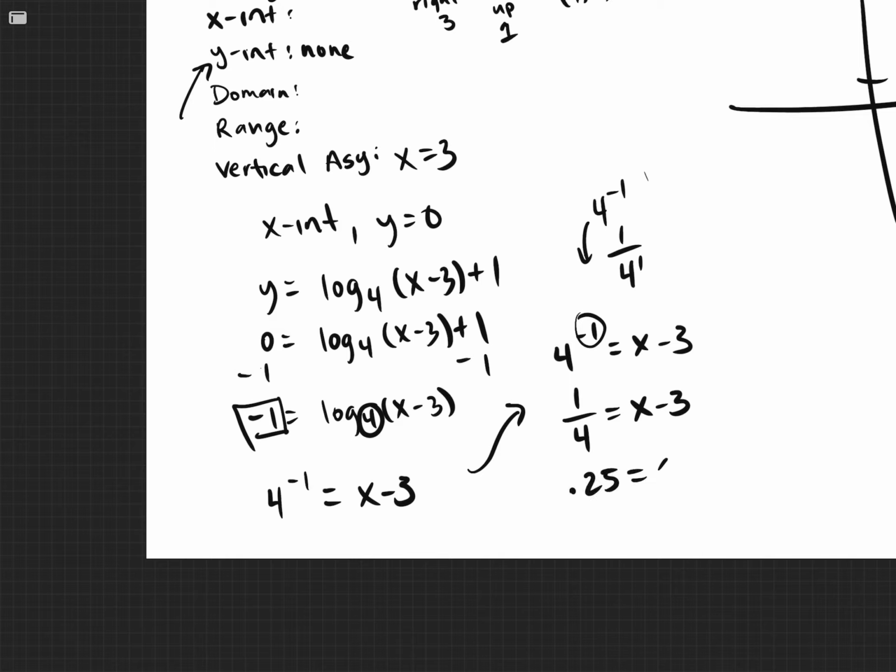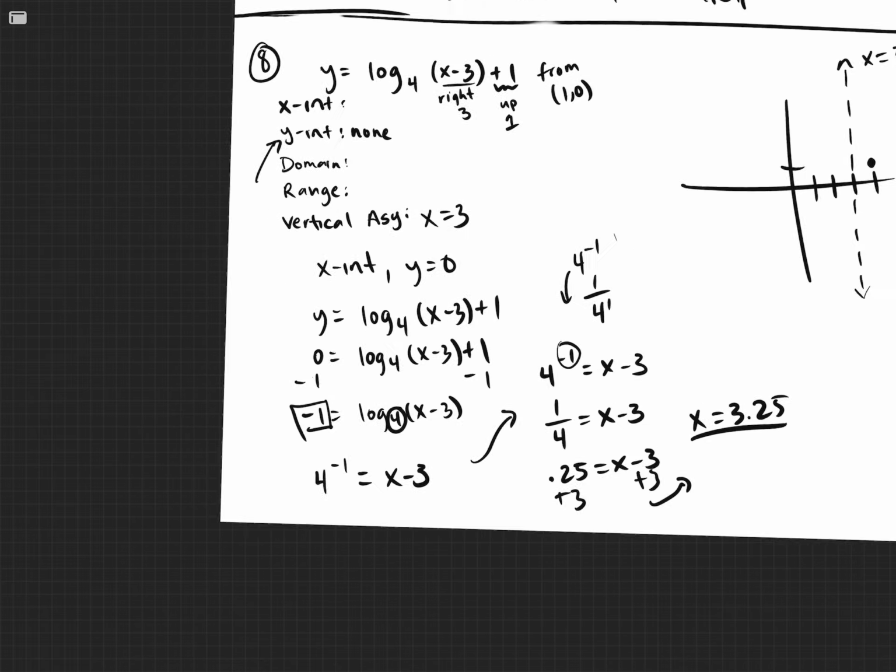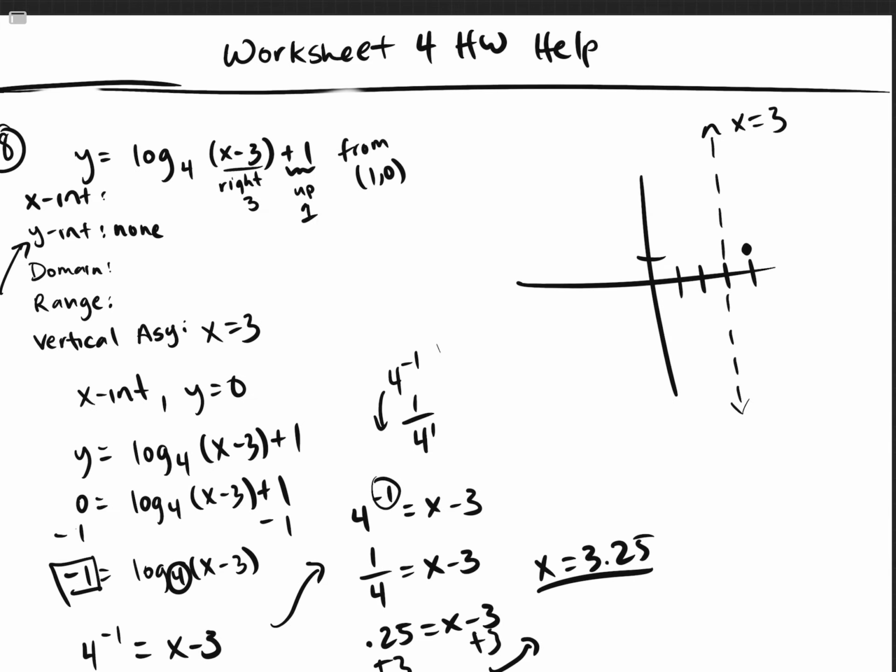Now if you want, and we can do it right now, let's just convert this to a decimal. 1/4 is 0.25. X minus 3, add 3 to both sides. We get x equals 3.25. That's where our x-intercept is going to be. So watch. We go right 1, 2, 3. 0.25 is just somewhere right in between. That's all you need to do for your x-intercept. So it's 3.25, comma 0. If you did 3 1/4, comma 0, that is the same exact thing.